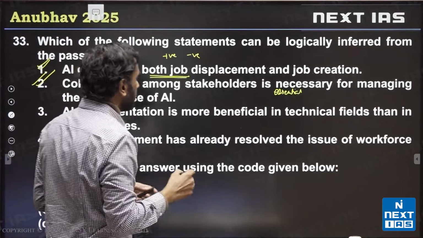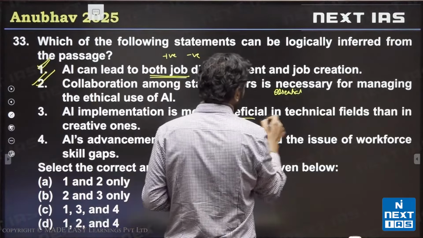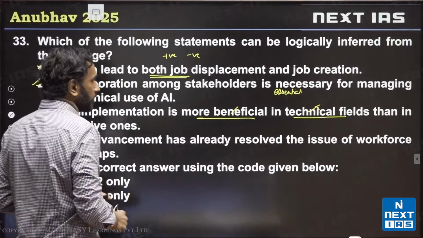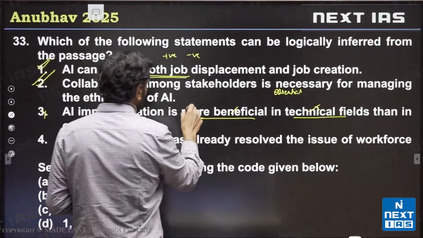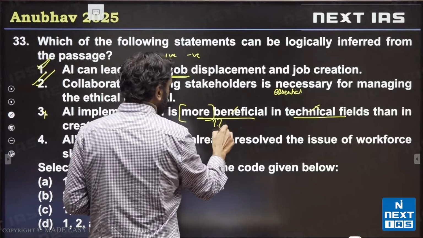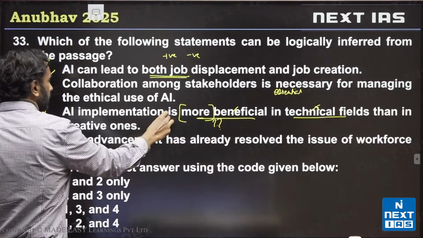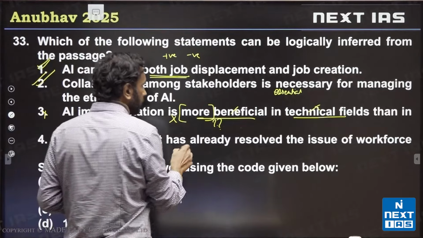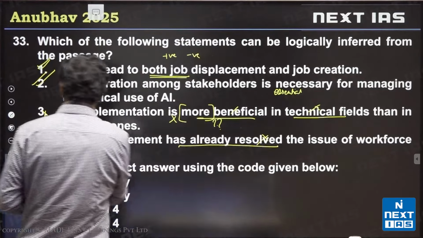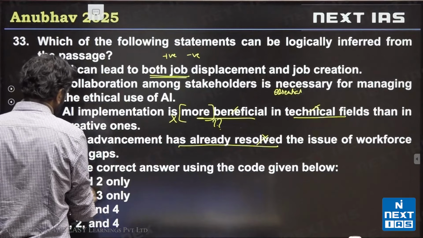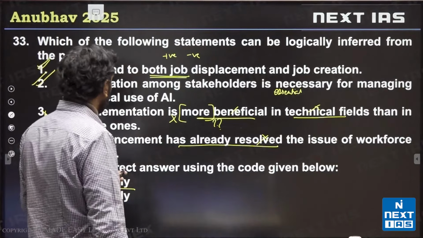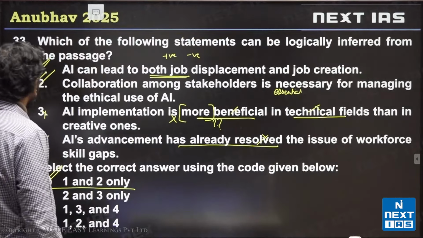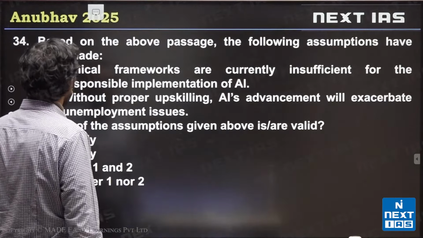3 says AI implementation is more beneficial in technical fields than in creative ones. This insight has not been offered to us in the passage. Whenever we have comparative quantifying words such as more than, we check, and in this case this is an invalid comparison. 4 says AI advancement has already resolved the issue of workforce. This is completely invalid. A is the right answer, 1 and 2 only. Alright, let's look at the next set. So question 33, A is the answer.